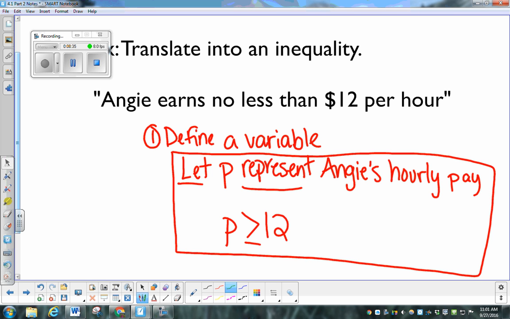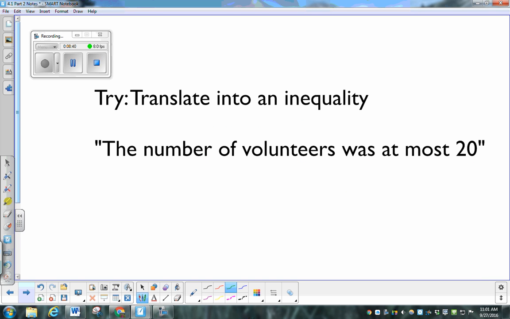I want you guys to try one of these on your own. It's going to be on the next screen. I want you to try this one on your own, and we'll check it in class. The number of volunteers was at most 20. So I want you to define a variable and then write your inequality.